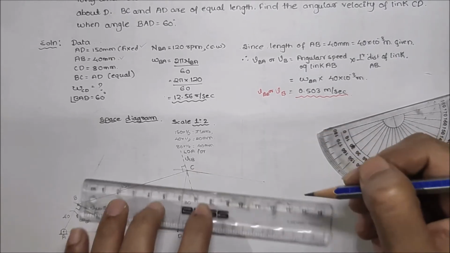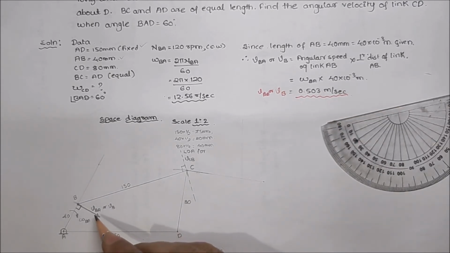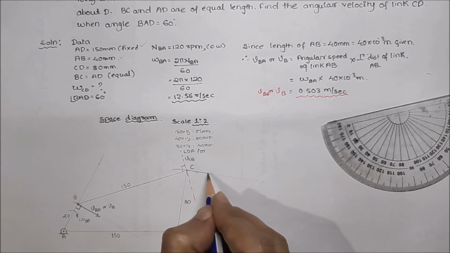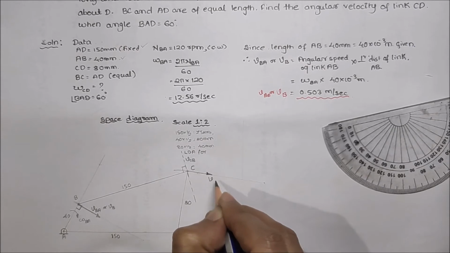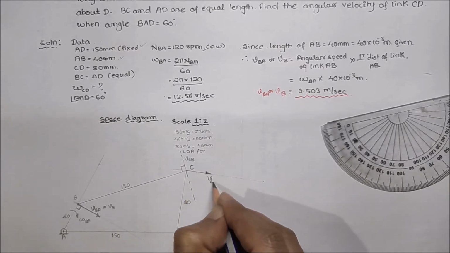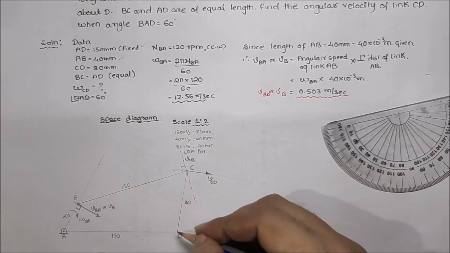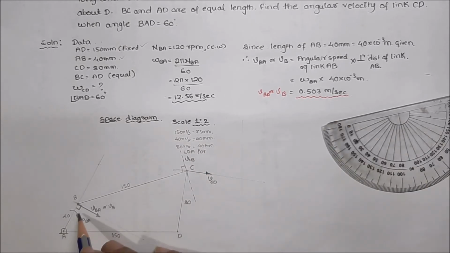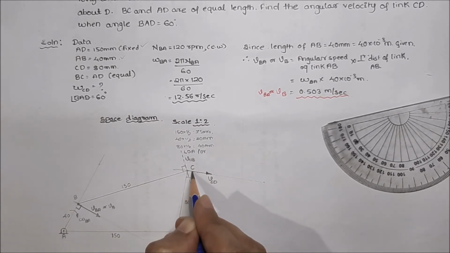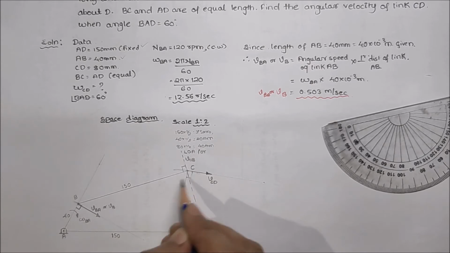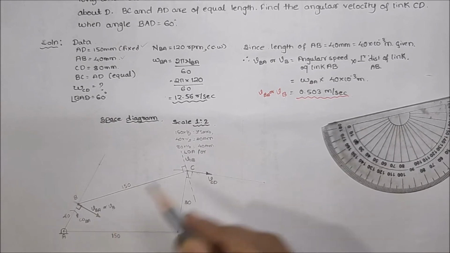We'll draw a thin line, not a complete line. Like how we have done it for velocity of B with respect to A, we are going to draw a thick line for this much part, that is velocity of C with respect to D. So it is velocity of C with respect to D at this particular point, and this will be perpendicular to this line CD.